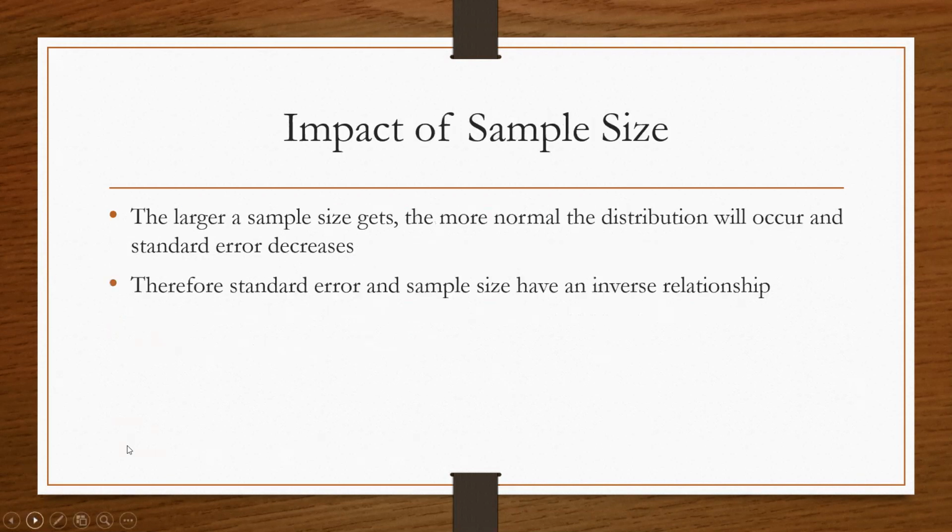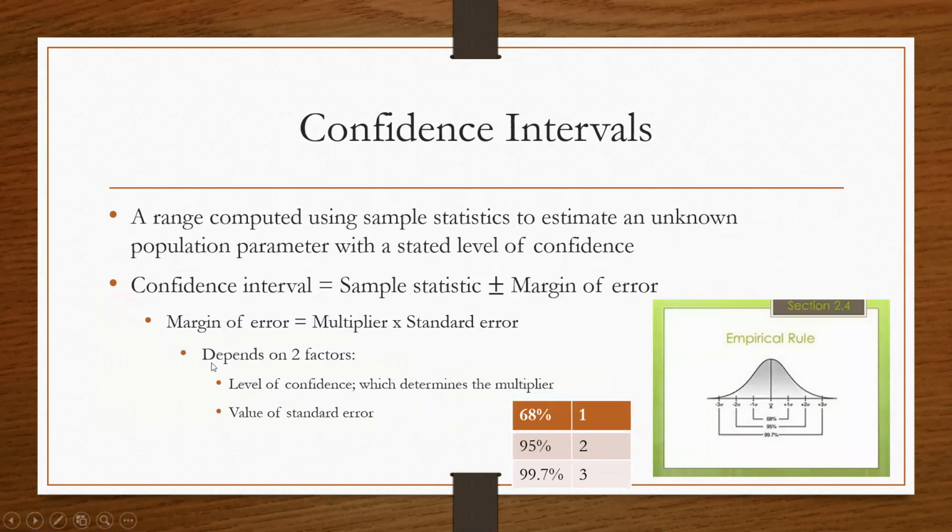Sampling distribution, the impact of sample size. This is something that's very important, very key to pretty much all of stats: the larger the sample size gets, the more normal the distribution will be and the standard error will decrease. So standard error and sample size have an inverse relationship. As one goes up, the other goes down. Just always remember that, it'll be key to helping you on quite a few of the problems. So yeah, that's that.